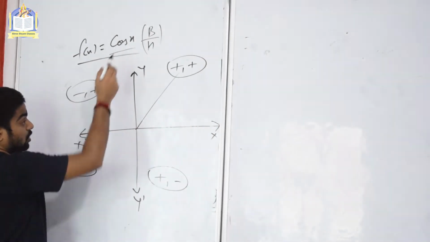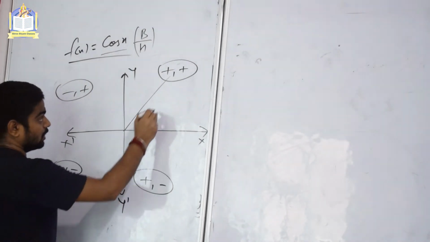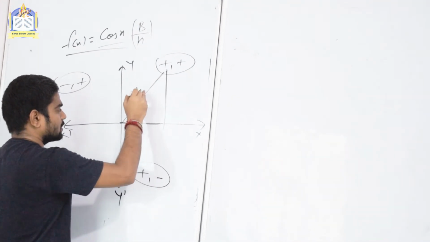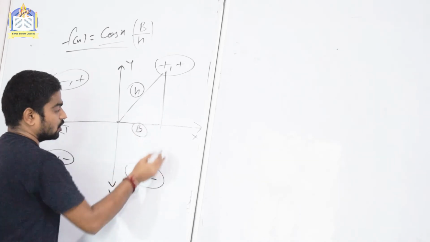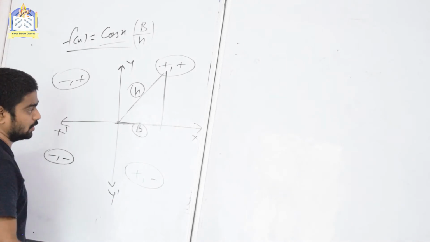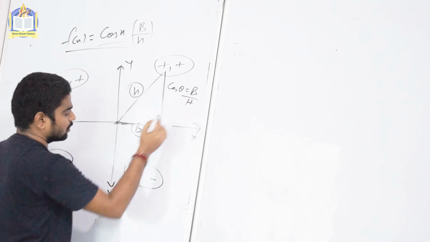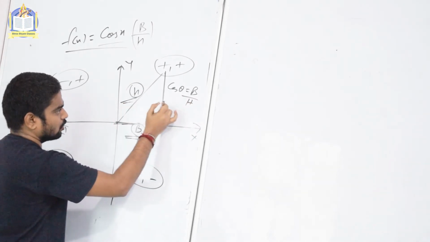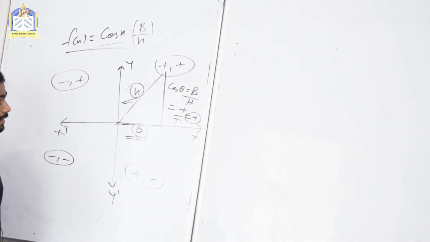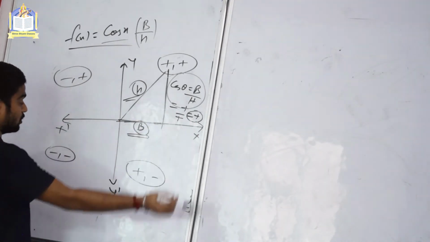So let's discuss cos theta. Cos theta is b by h. This is the base and this is the hypotenuse. In the first quadrant, definitely the base is positive, since both x and y are positive. So cos theta is b by h, where b is positive and h is positive. Positive by positive gives a positive result. So in the first quadrant, cos theta is positive and sin theta is also positive, right?